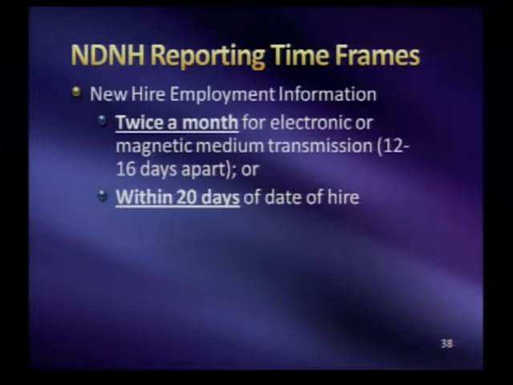For your new hire employment information, employers have to report twice a month for electronic or magnetic medium transmissions, and those transmissions have to be 12 to 16 days apart. So they're basically sending information every 2 weeks. And then for those who are not doing electronic transmissions, they have to send the information within 20 days of the date of hire. So the new hire information is not an issue because that information is coming in literally on a monthly basis. But here's where the caveat comes.